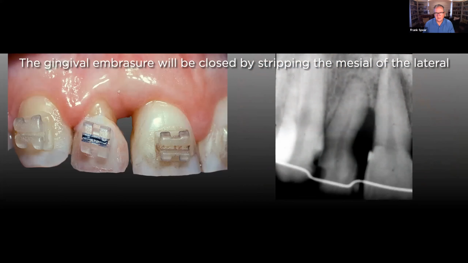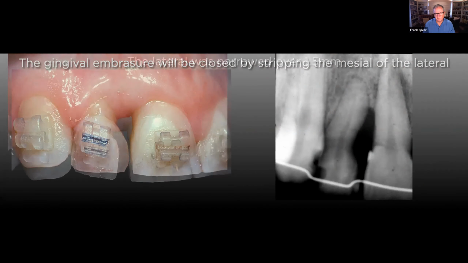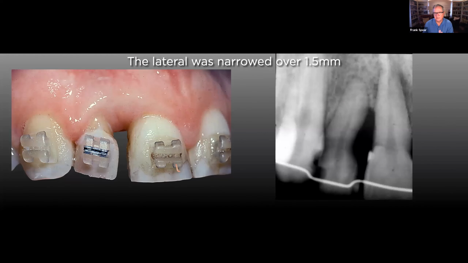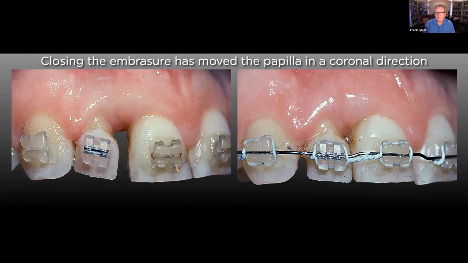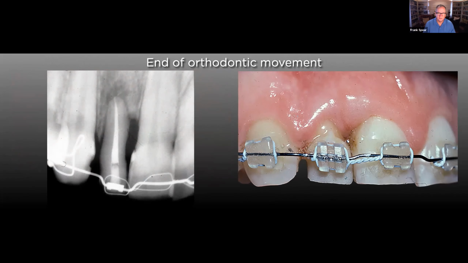There's that big dilacerated root. So we stripped the mesial of the lateral and pulled it against the central to pinch the papilla a bit more. And now we get to this stage and it's like, okay, what do you do now? The tissue's looking way better. Radiograph doesn't look so good. Do you take it out? Do you take both teeth out? Or do you give it a shot? We gave it a shot.